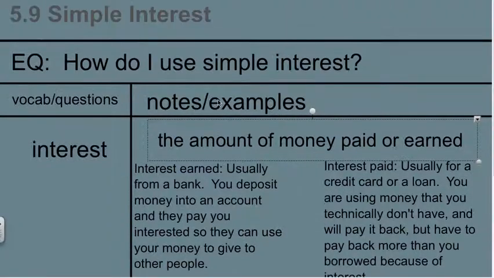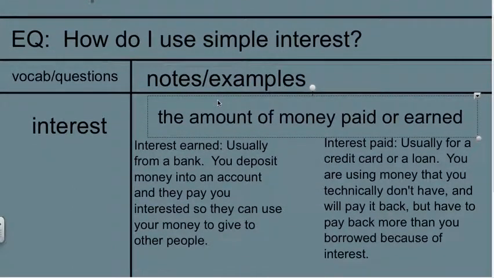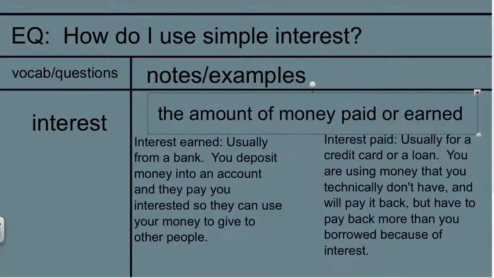This is lesson 5.9, Simple Interest. Simple interest. How do I use simple interest? I am going to quickly talk about interest. For you to take down these notes, feel free to hit the pause button. That's the beauty of online learning.